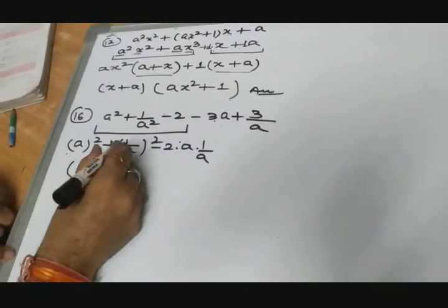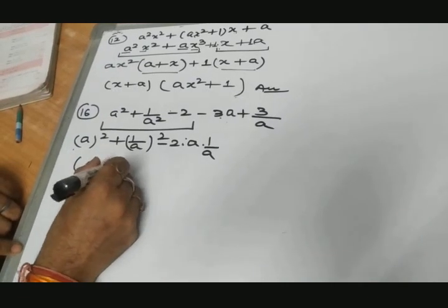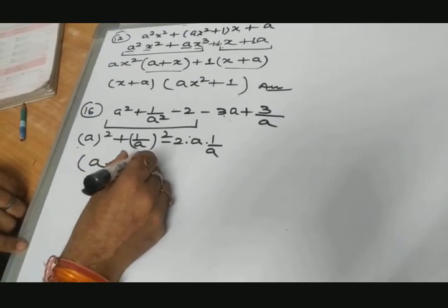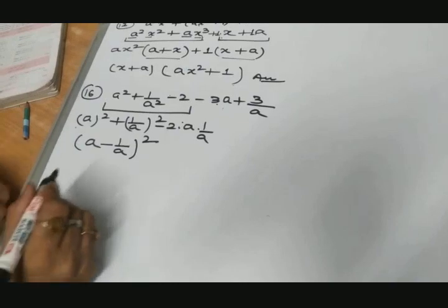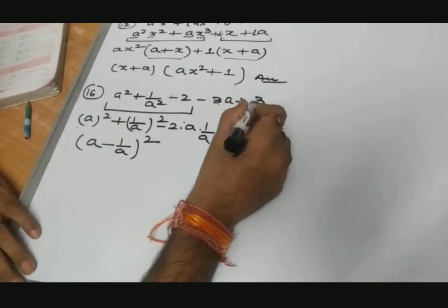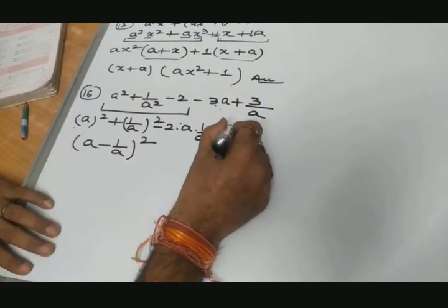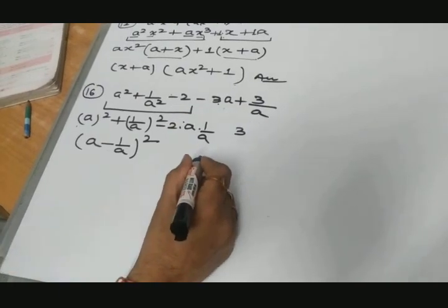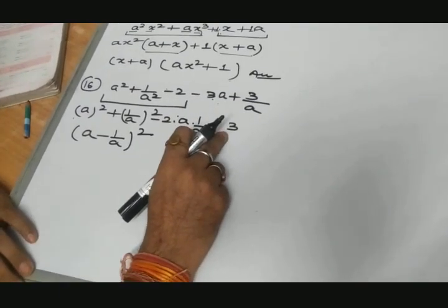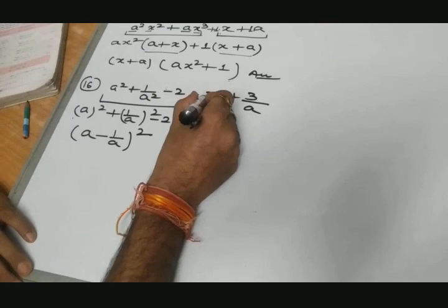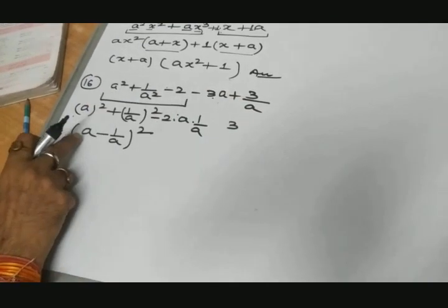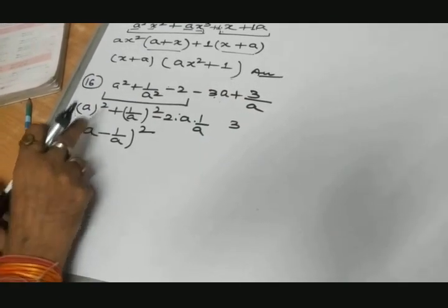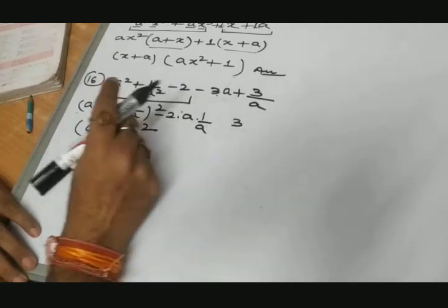At the place of a and at the place of b, 1 upon a, that is, a minus 1 upon a whole square. Here we have to take 3 as the common, but when we take 3 as the common and divide by plus 3, this converts into minus a, but it contains positive a, so we have to take it differently.